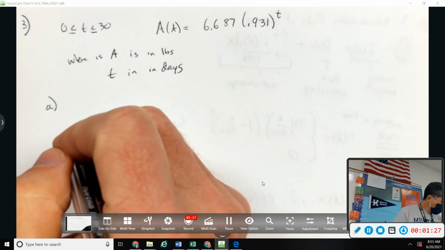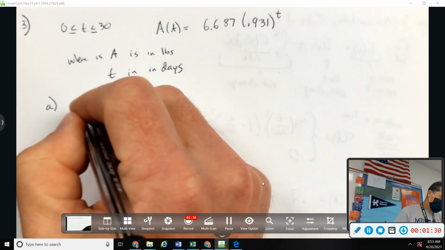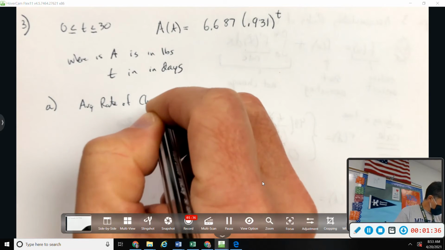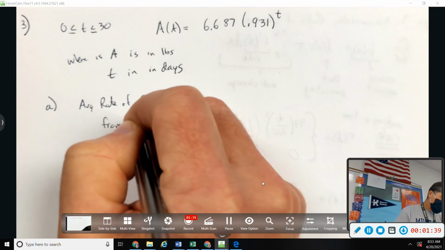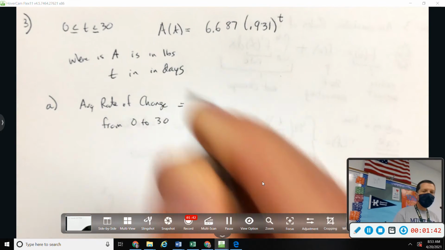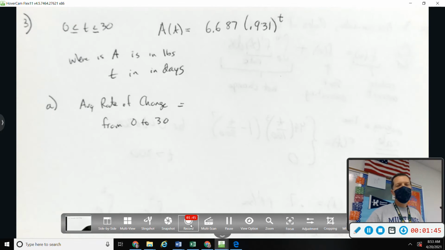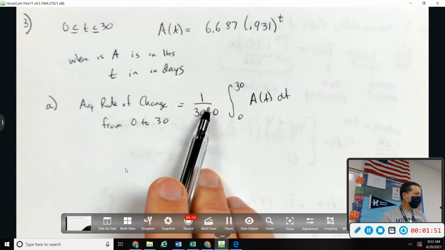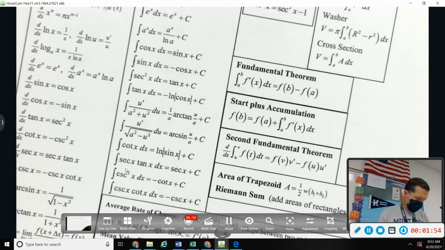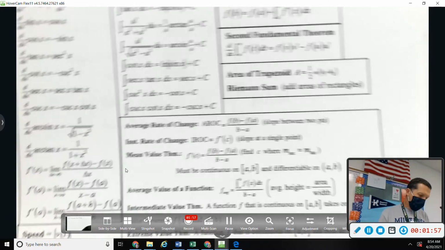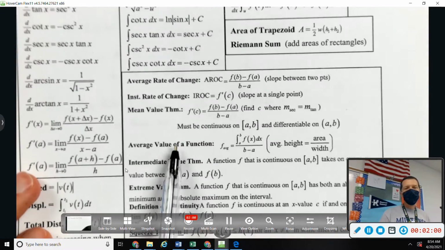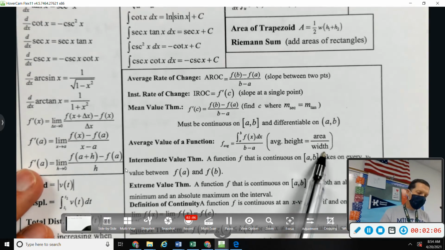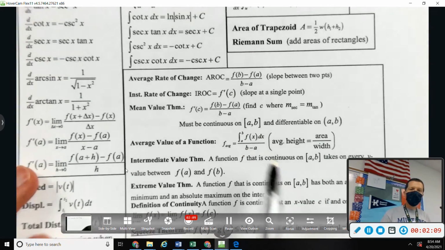Part A. Find the average rate of change from 0 to 30. Average value formula. You got to know that. I bet that's on the sheet that I gave you today. Careful. So there's average rate of change. That's algebra slope. Average value of a function. Again, they even broke it down. Average height, area divided by width. So the area divided by the width.